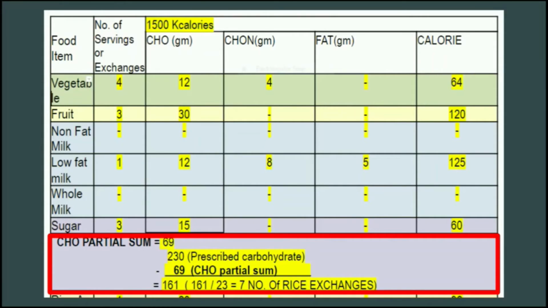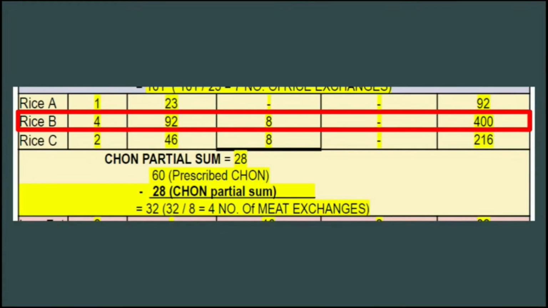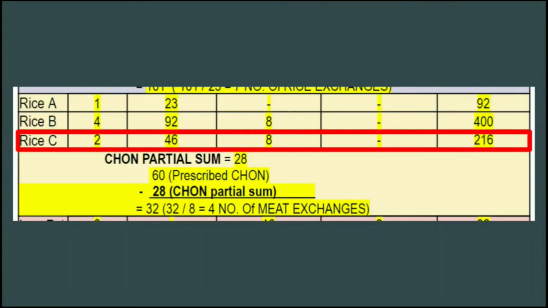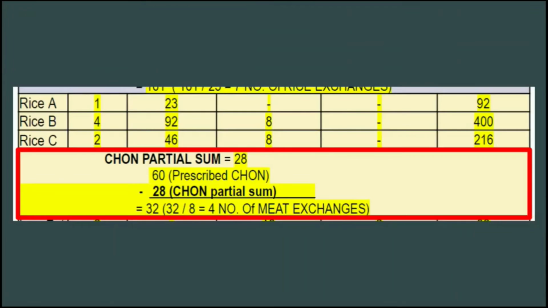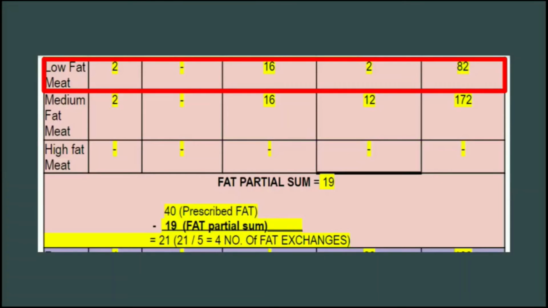Now, the exchanges of rice A, B, and C are determined by dividing by the amount of carbohydrates per exchange of rice. Now, to determine the meat exchanges, all the protein content of the food items mentioned will be added together to get the partial sum. It will then be subtracted from the prescribed protein and divided by the constant number 8 to get the number of meat exchanges. And same goes for the fat exchanges.